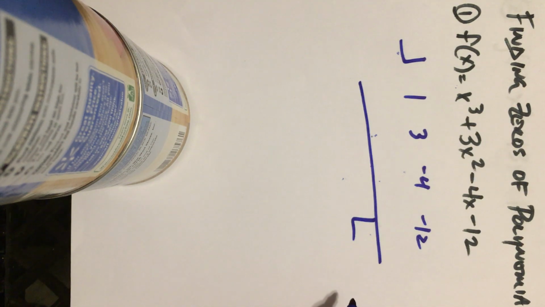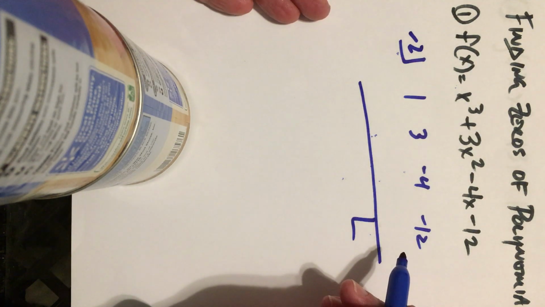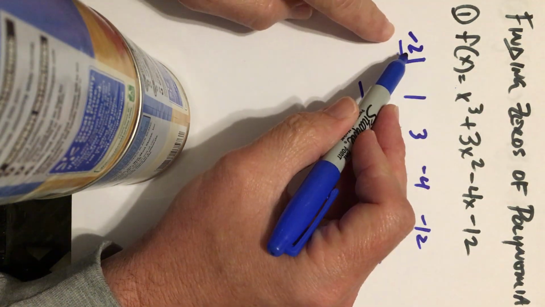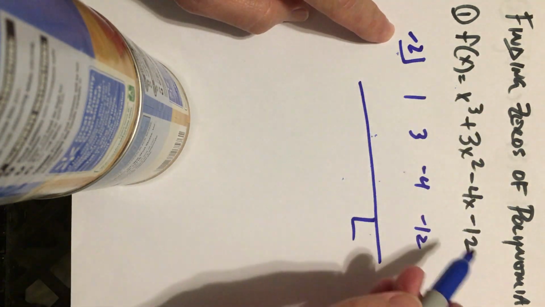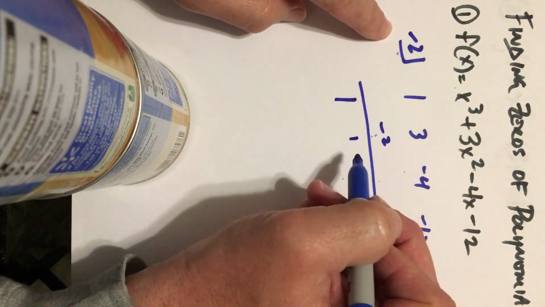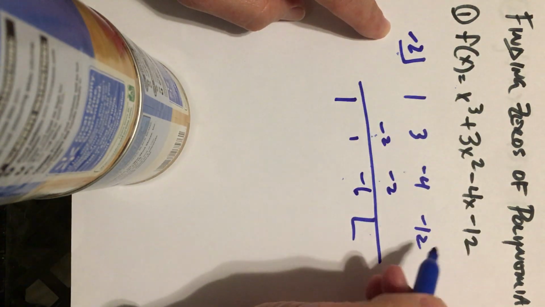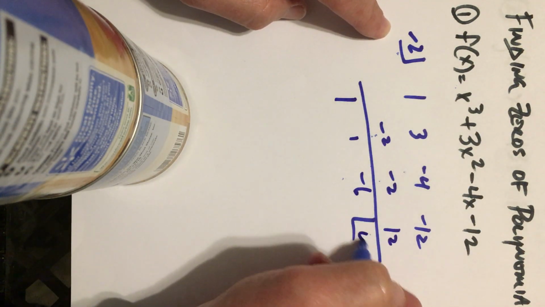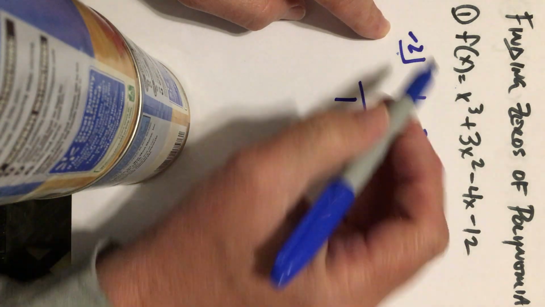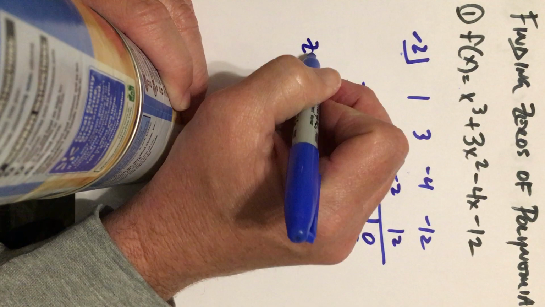Okay? So right now, we're going to start off with a -2. Now you may be asking, hey, where did that -2 come from? We'll figure that out here in just a moment. Let's drop the 1, multiply, it gives you -2, and add. 1 times -2 is -2, and add. -6 times -2 is +12 and gives you 0 as a remainder. That means that -2 is a zero for this function.